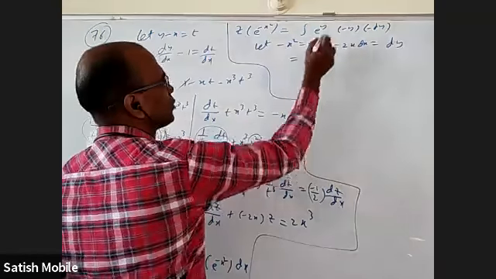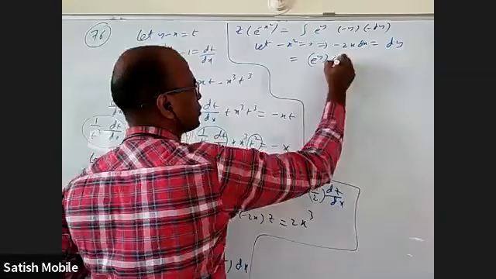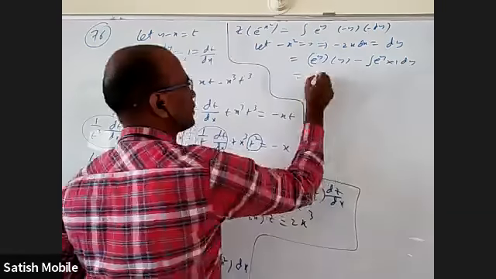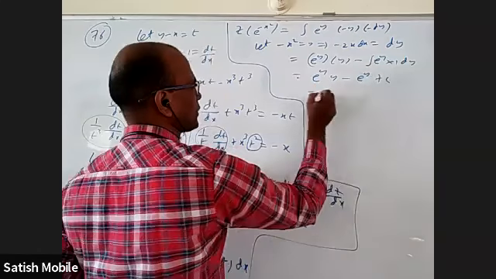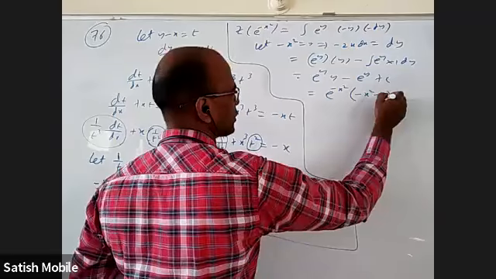Okay, so how to do this integration? e power y into y. You can write the integral as e power y into y minus e power y into the derivative of y, which is 1. This is e power y minus e power y plus c, that is e power minus x square into y minus 1, meaning minus x square minus 1, plus c.